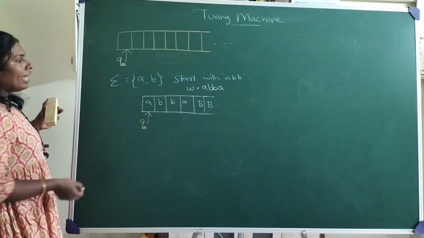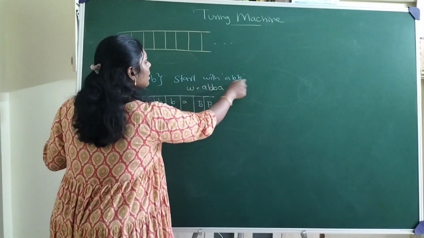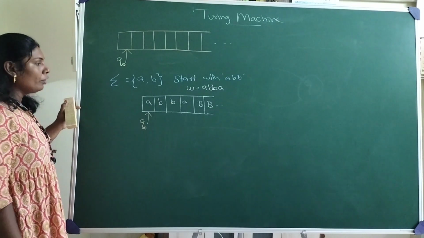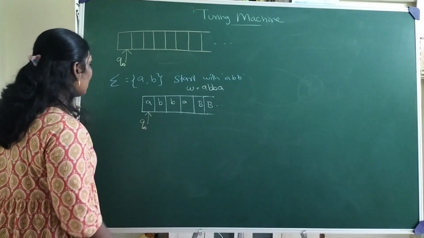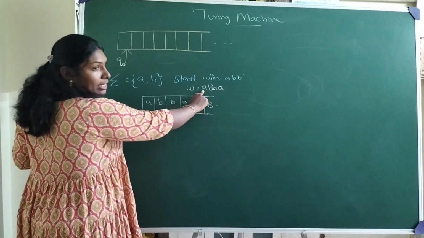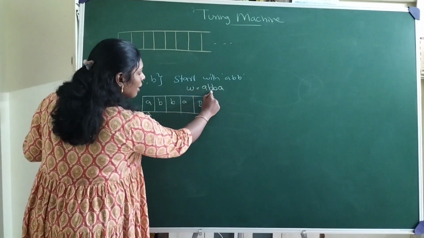So in my case, the input should start with ABB. Whenever the input starts with ABB, we are going to accept the input. So one way I can start is in Q0. If my input's first element is A, it is in the proper structure, so I check the next element.